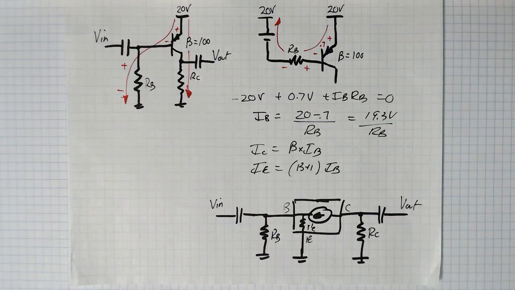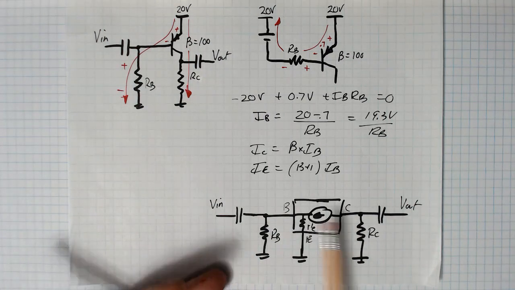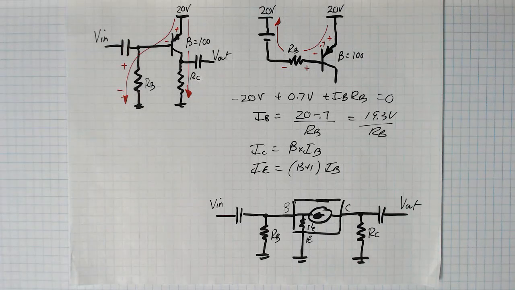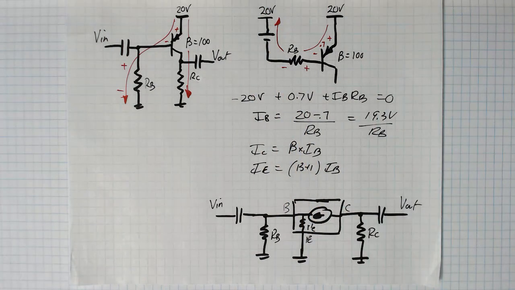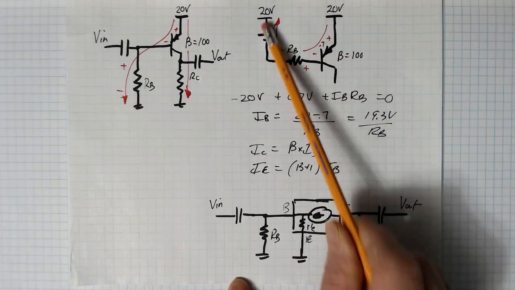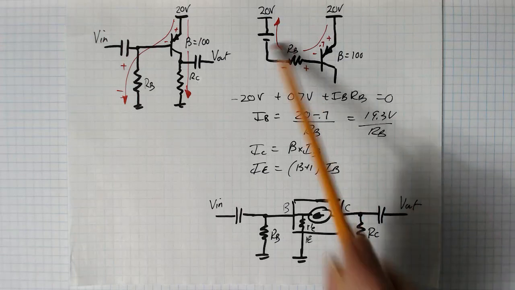So from the AC equivalent circuit, and from there on, solving for Z in, Z out, AV, it's exactly the same. There is no change. The only change is really looking at the loop around the base current as connected to the supply this way instead of being connected to ground.